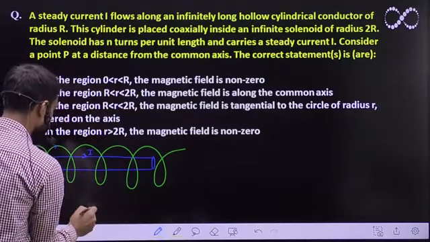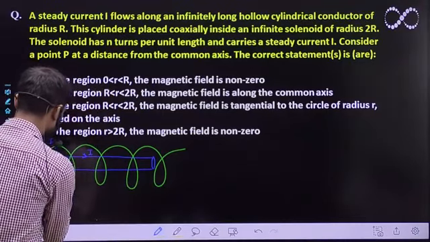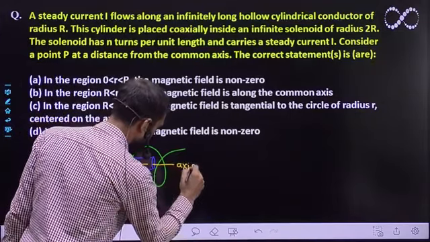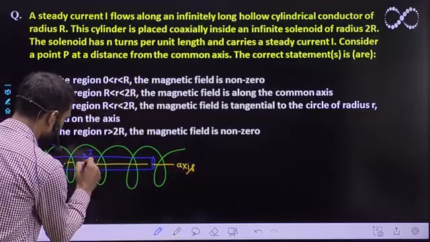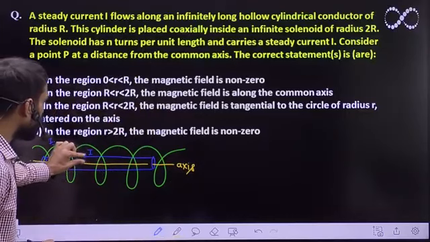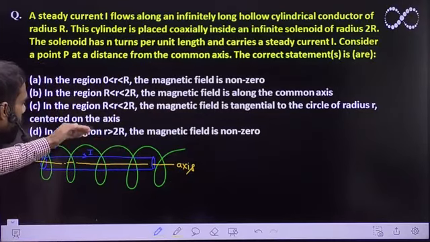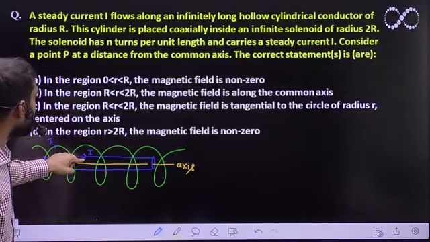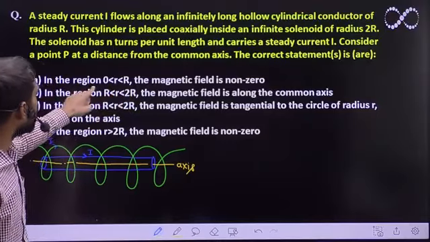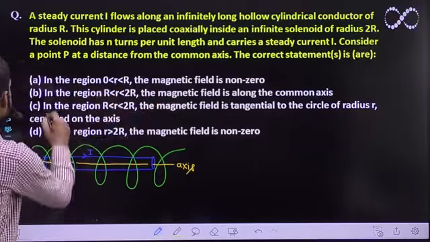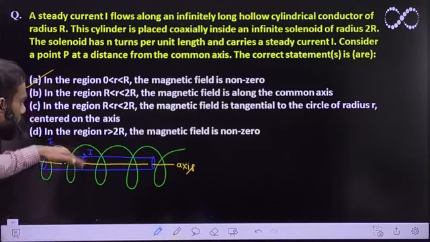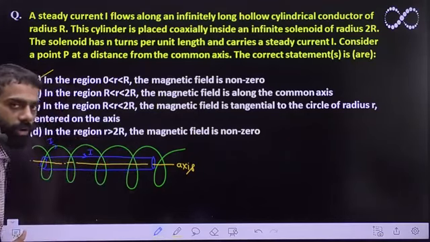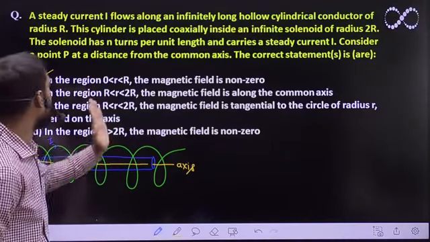Let us take, this is the axis here. So this line I am taking as the axis. So it is saying from 0 to R, I mean in this region. In this region the field due to the cylinder will be 0, but the field due to the solenoid will be there. So option A is correct, because in this region you will get the magnetic field due to the solenoid, and that is mu naught n i, but due to the cylinder you won't get any field. Overall there will be some field here. So option A is correct.